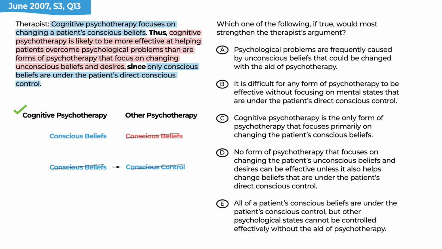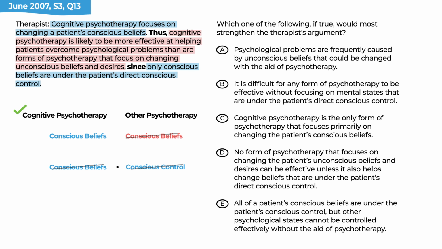But if we take the contrapositive of that second premise and say that if something is not a conscious belief, then it's not under one's direct conscious control, now we can tie this conditional relationship together with the comparison, because those other types of psychotherapy, which are not focused on conscious beliefs, right, then they're not focused on things that are under the patient's direct conscious control. And so we can link them together to better see where this argument is going to go.